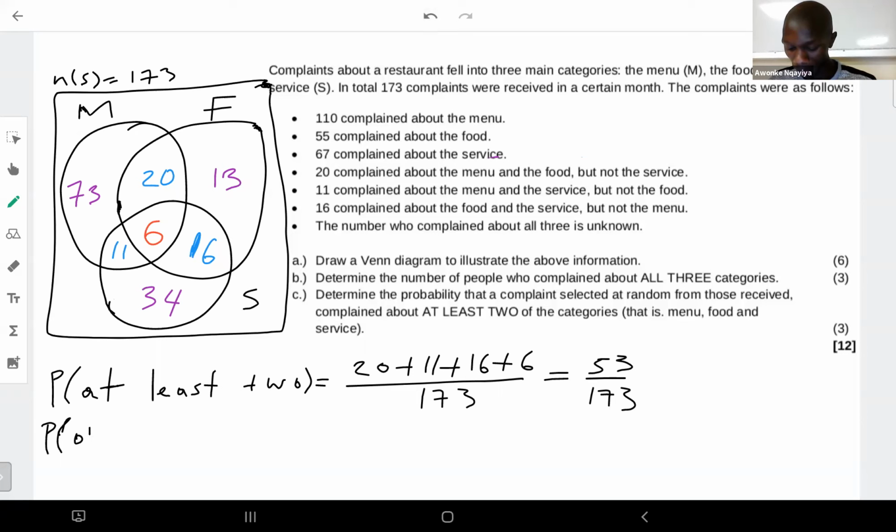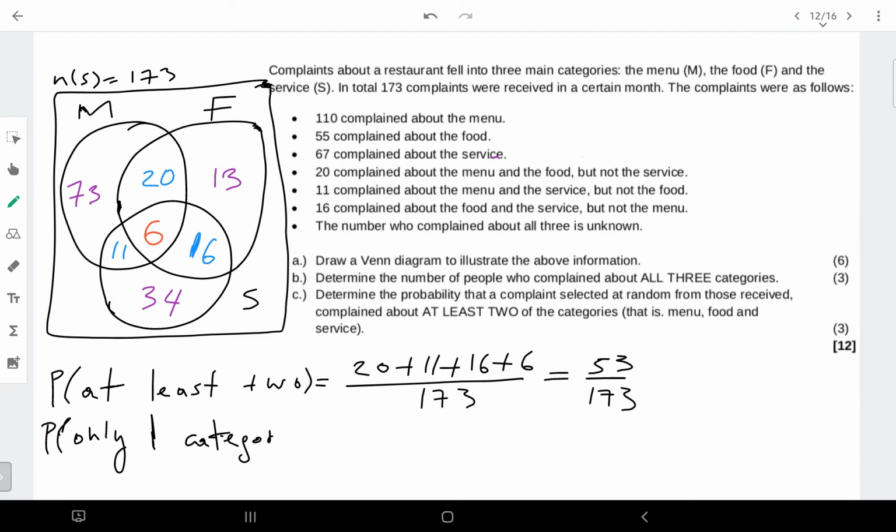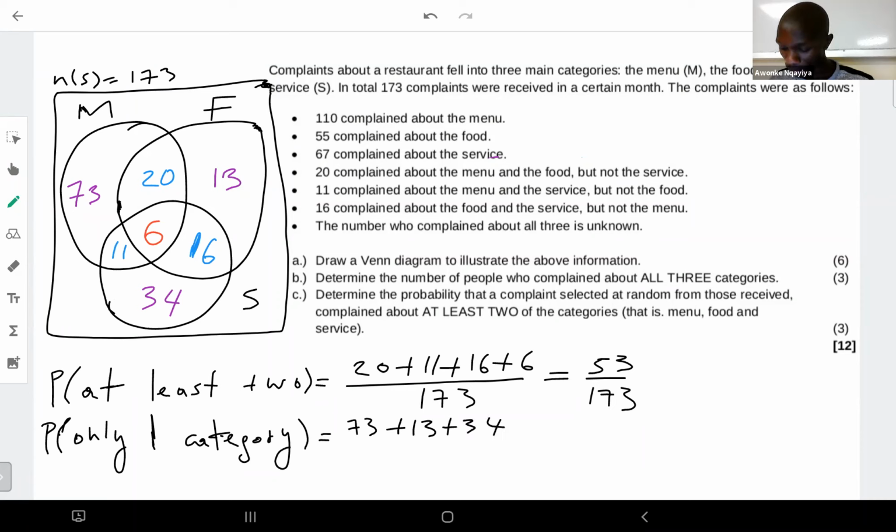What would be the probability that the complaint falls only under one category? So wouldn't it be 73 plus 34 plus 13 over 173? Why do you pick those ones? Because they're the only ones, the only category. Yep. So it would be 73 plus 13 plus 34 divided by 173.